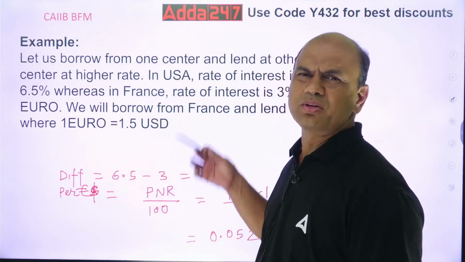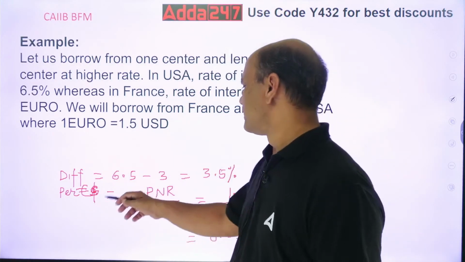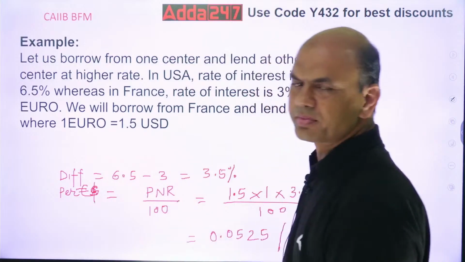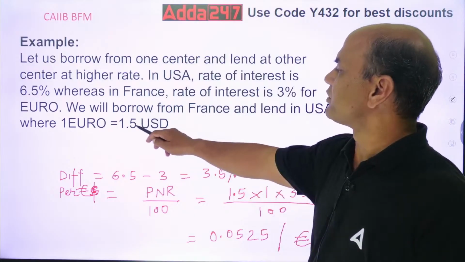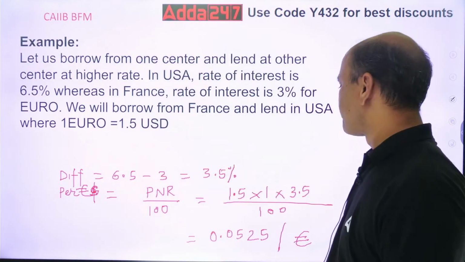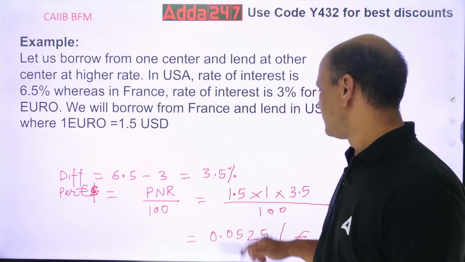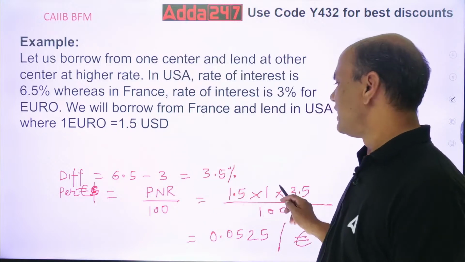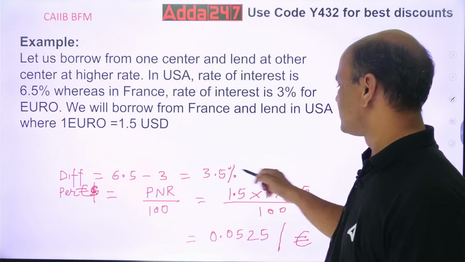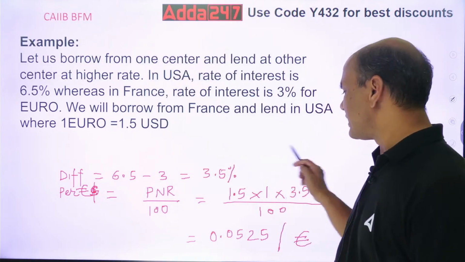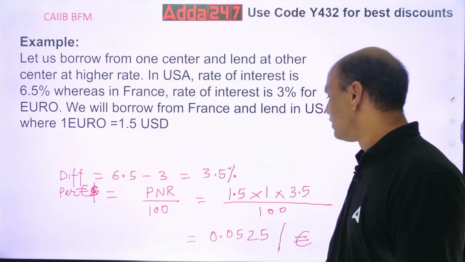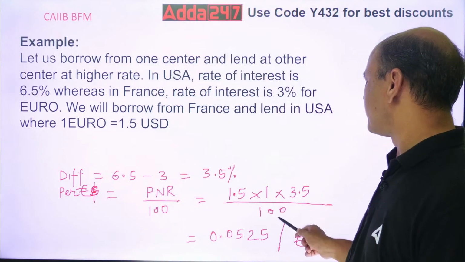Now multiply by the amounts. Look at this: PNR upon 100, the simple interest formula. See, 1 euro equals 1.5 USD. So 1.5 is P, N is 1 year, and R is 3.5%, this difference, upon 100. This much I will be gaining. So 1.5 into 1 into 3.5 upon 100.